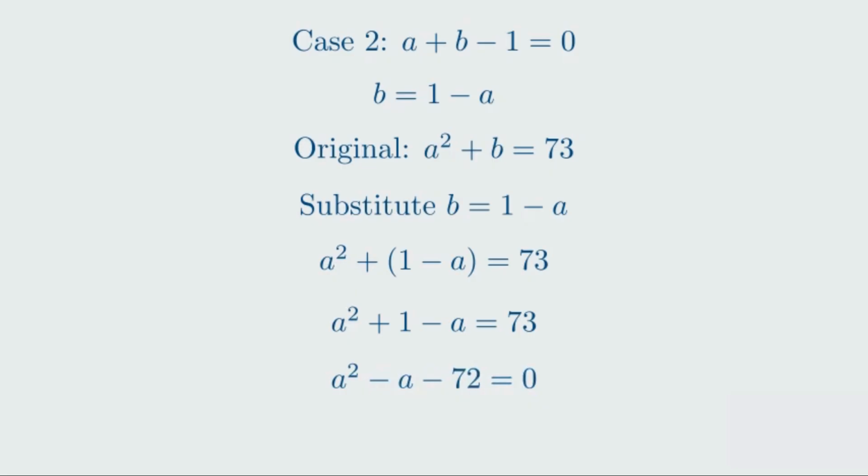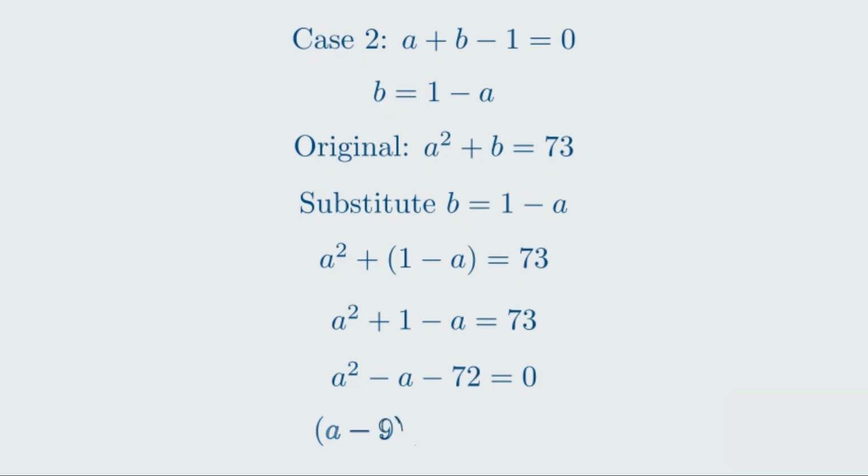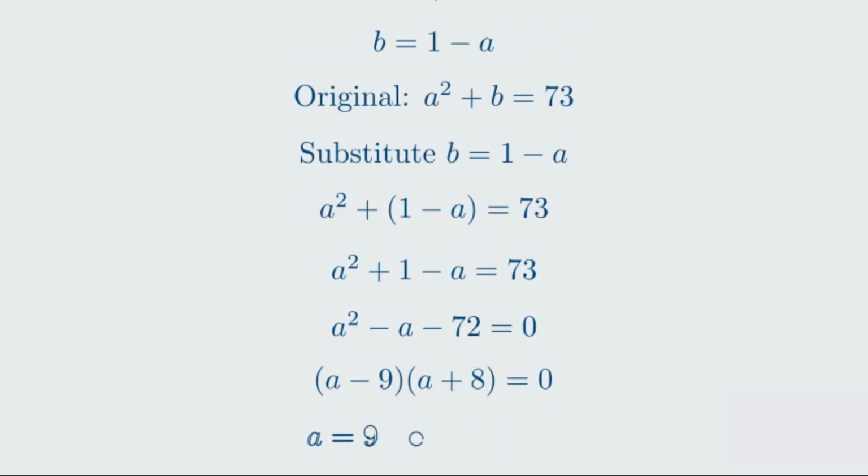Let's try to factor this one. We need two numbers that multiply to negative 72 and add to negative 1. After a bit of searching, we find that negative 9 and positive 8 work perfectly. So the equation factors into a minus 9 times a plus 8 equals 0. This gives us two possible values for a, 9 or negative 8. Our solutions for a are a equals 9 and a equals negative 8.